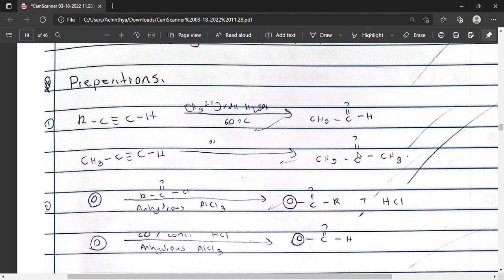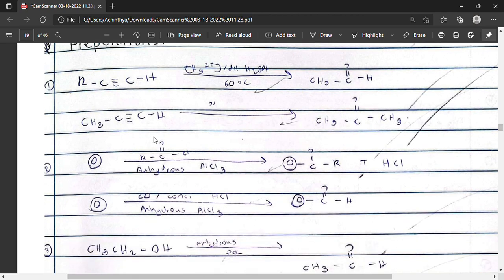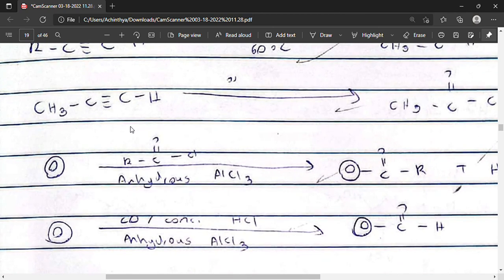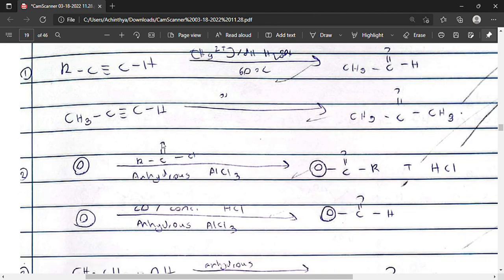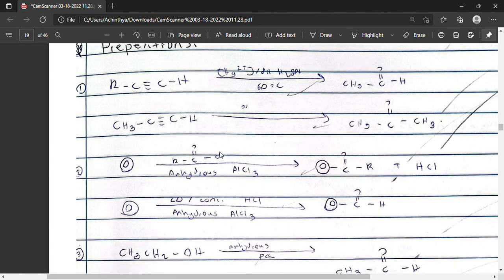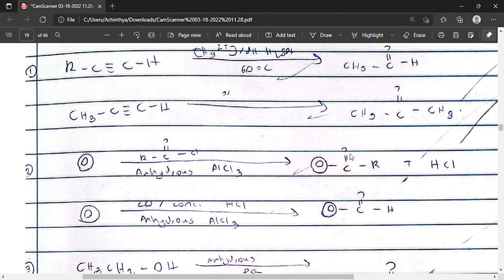aldehyde or ketone. Here is a reaction that we call Friedel-Crafts acylation, in which we take an alkyl halide with a Lewis acid catalyst like anhydrous aluminum chloride, and we react it with benzene. The hydrogen of benzene will go away with the chlorine as hydrochloric acid, while the rest join to form a respective carbonyl compound with an aromatic ring attached to it.